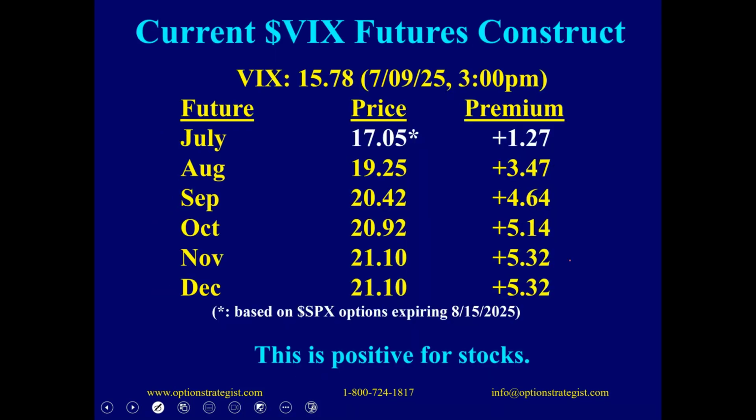So here's the current structure as of 3 o'clock this afternoon. VIX is trading at 15.78, and the front month July futures were at 17.05. So we take 17.05, subtract 15.78, and we get 1.27. So there's a premium of $1.27, and that's fine. You can see here that each of these futures is trading at a slightly higher price than the previous one, except for November, December. So the term structure is sloping higher, and they're all trading at a big fat premium to VIX. And again, that's bullish. So these are pretty much bullish things. We have a trading system based on this premium, and it's long right now.